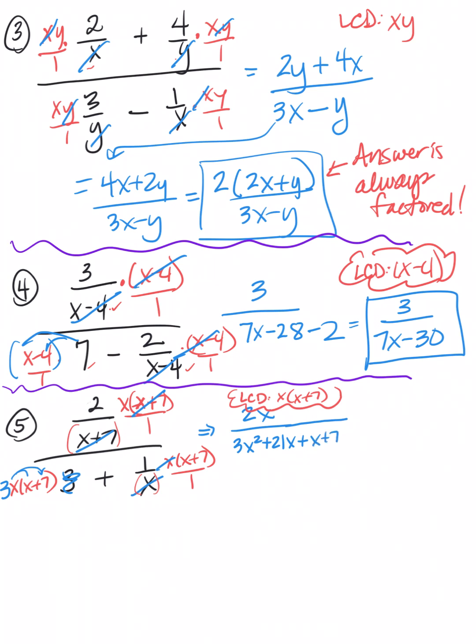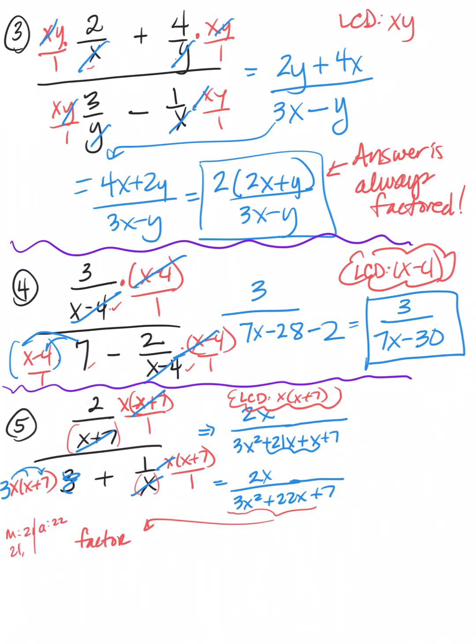Okay, so let's clean that up a little bit. We can combine these middle terms. So 2x over 3x squared plus 22x plus 7. All right, so we're going to need to do a little factoring here. So I'm just going to set this over to the side for a second. We're going to factor. Now, we can't use our shortcut because of that lead coefficient. Now, that means we've got to look for two numbers that multiply to 21, but add to 22. Okay, that would be just a 21 and a 1.